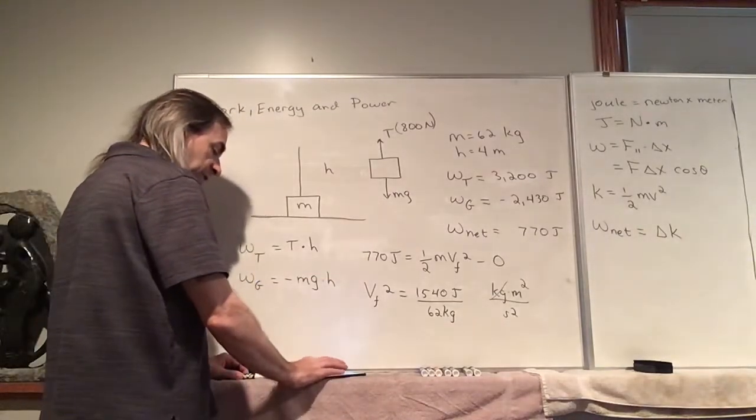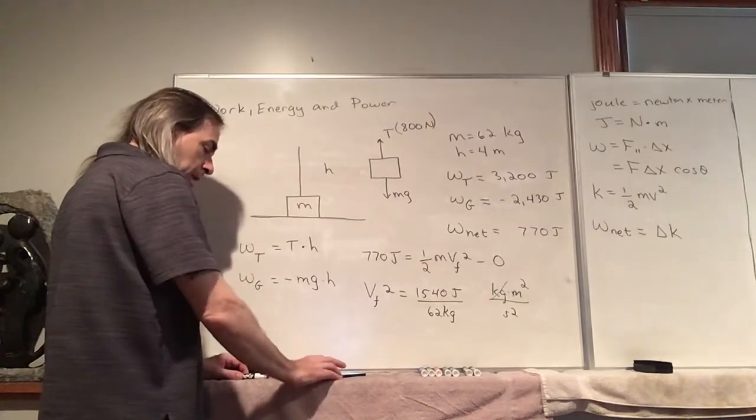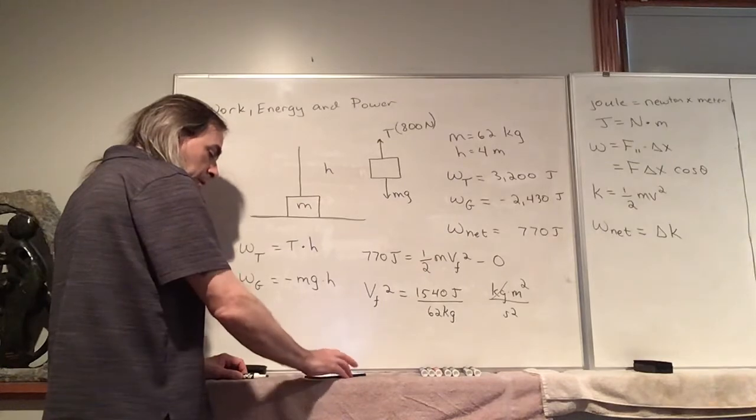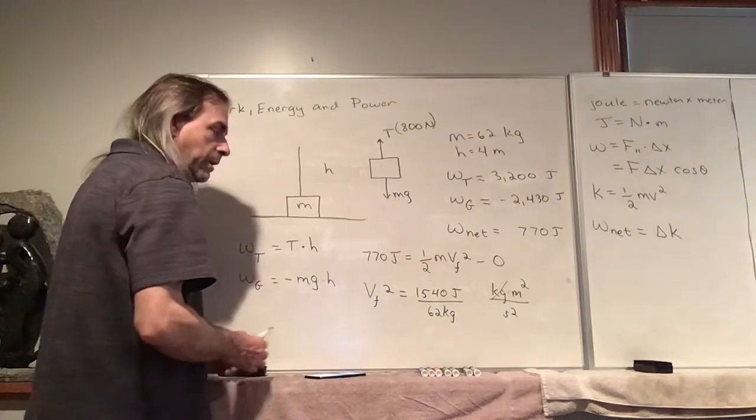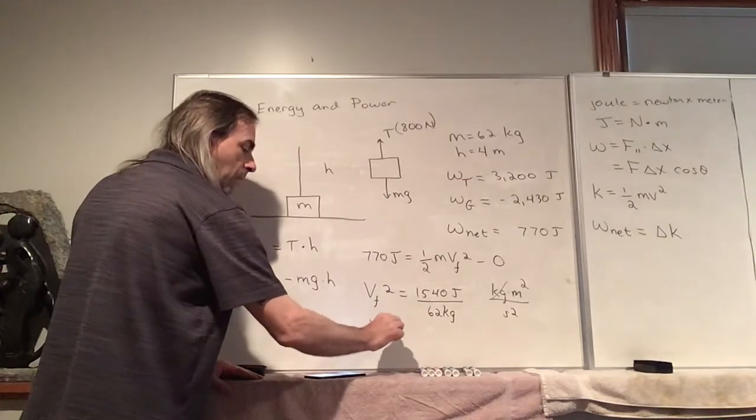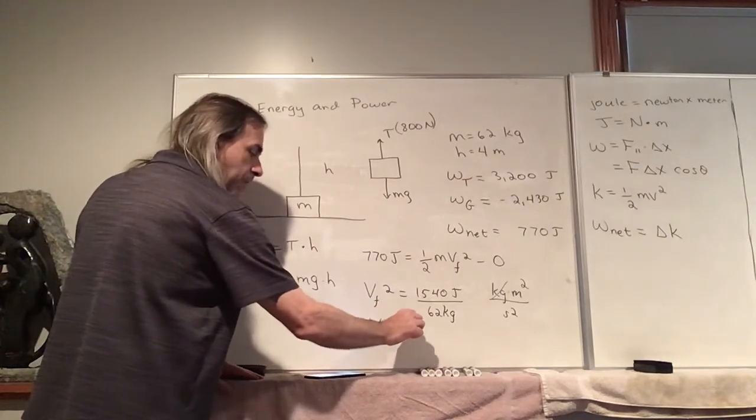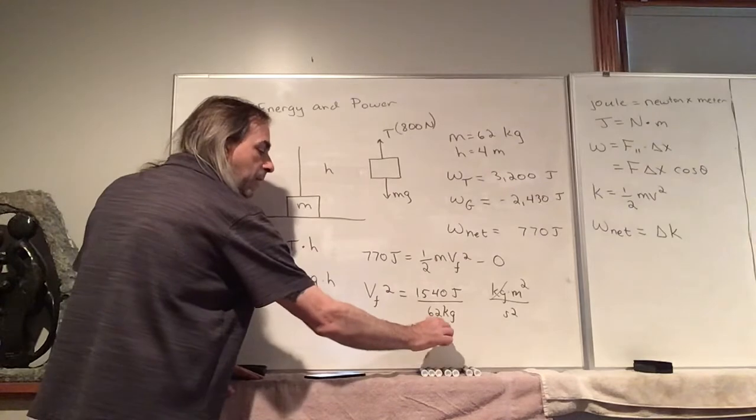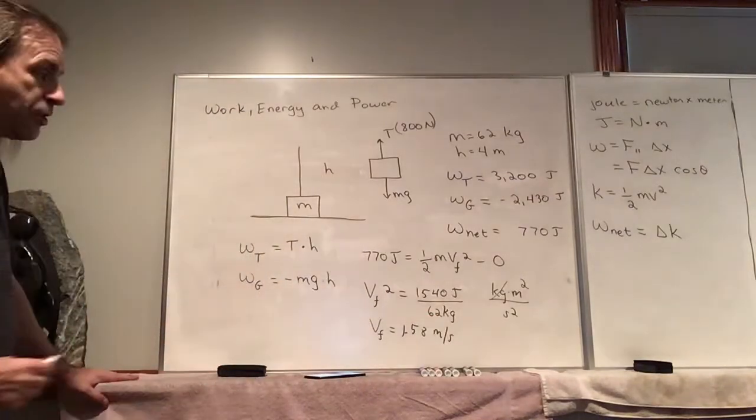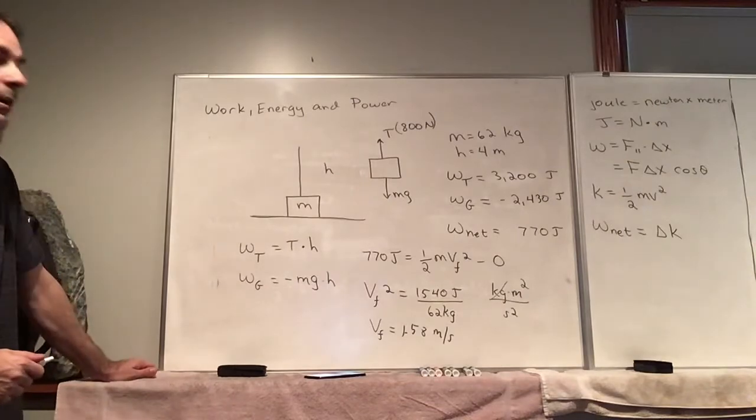So let's do this. 1540 divided by 62. That's 2.48. So yeah, the final velocity would be 1.58 meters per second. So we can calculate that using the work energy theorem.